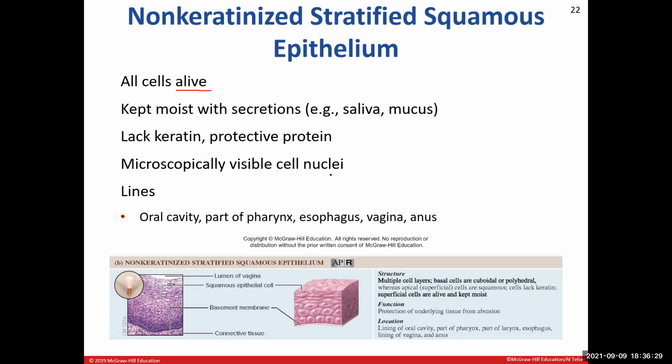Okay, so again, these cells are going to be found in areas that are going to be moist, right? No keratin. So all the cells are going to be living. Hopefully they should be. So therefore you'll be able to see the cell nuclei there. And so again, you'll see it in your mouth, parts of the pharynx, which are going to be parts of your throat, the esophagus, the vagina, and the anus.